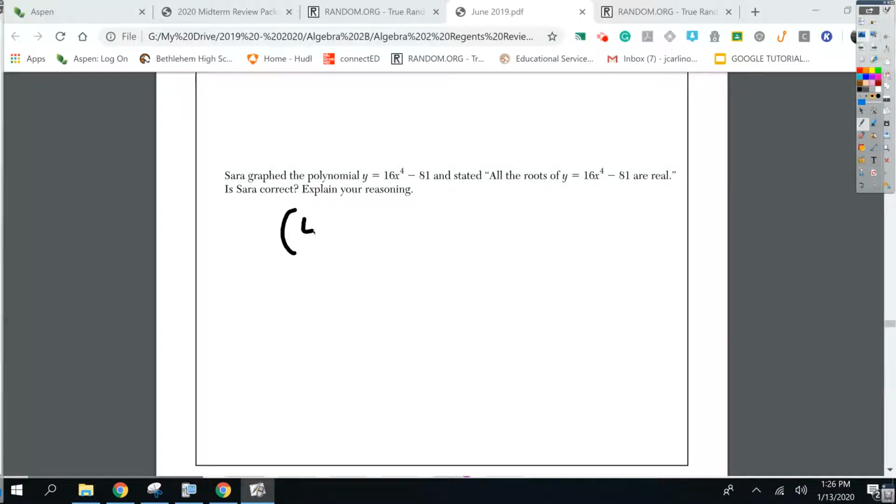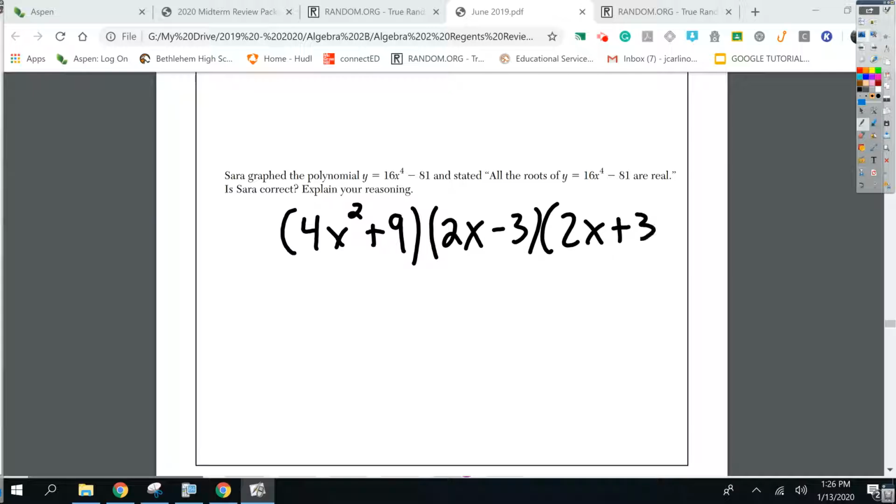So when we did part A, it was 4x squared plus 9, 2x minus 3, and 2x plus 3. And it's saying that all these roots are real. Well, if you took these two right now, the 2x minus 3 and the 2x plus 3, you'd get x equals negative 3/2 for this one. You would get x equals positive 3/2 for this one, which are both real.